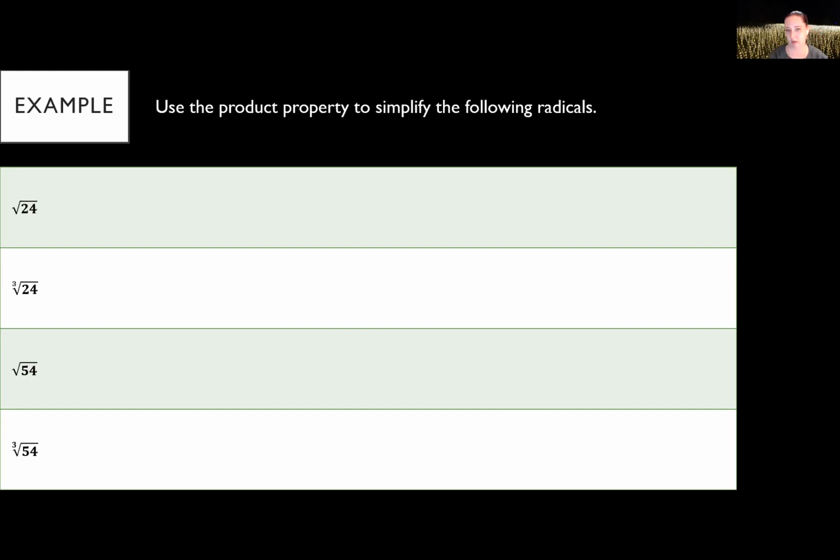So I've got 2 different numbers here. We've got 24 and then 54, and both of them are going to be square roots and cubed roots. And those are the most common that you see. It's going to be square roots and cubed roots. So that's why I stuck with those.